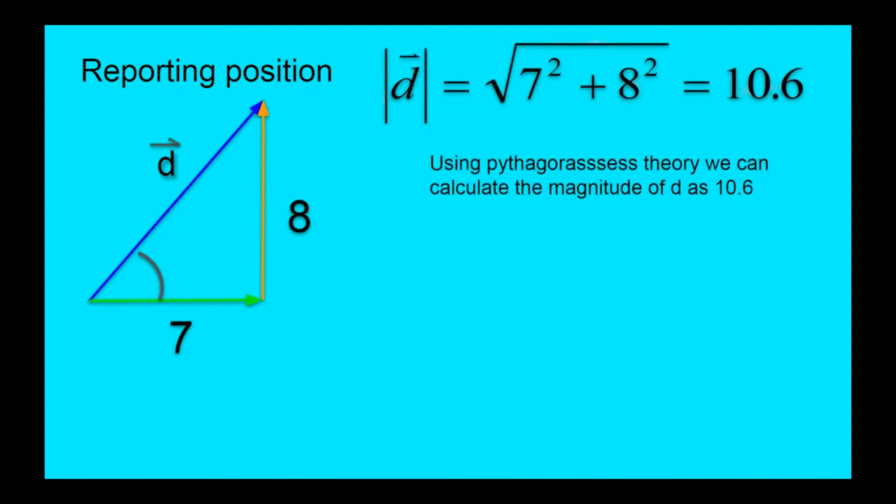How many of you know Pythagoras' theorem? You're going to square 7, square 8, add them up, and take the square root. 10.6. I said it looks kind of like 10-ish.